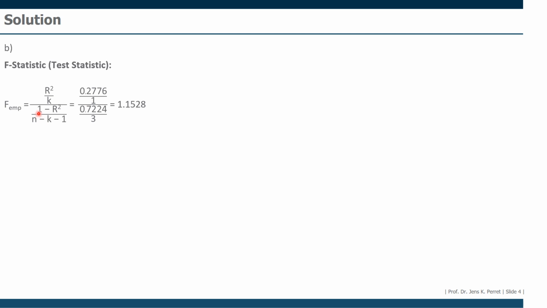Then we can also calculate 1 minus r squared, so simply 1 minus this value. And we have n minus k minus 1. N is the number of observations, k was 1, so 5 minus 1 gives us 3. So putting this double fraction into the calculator yields an f statistic of 1.1528.